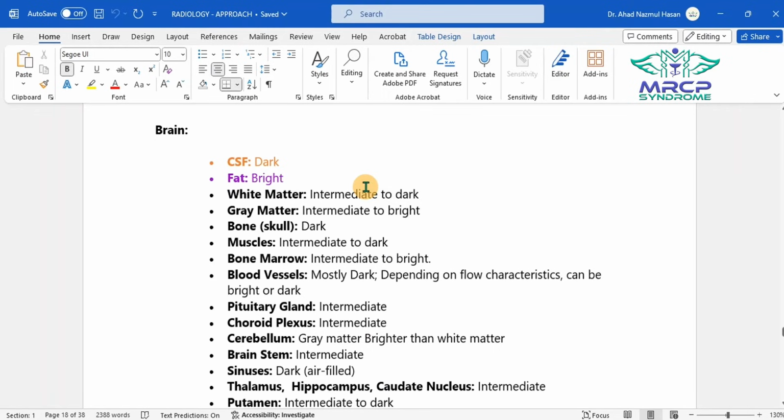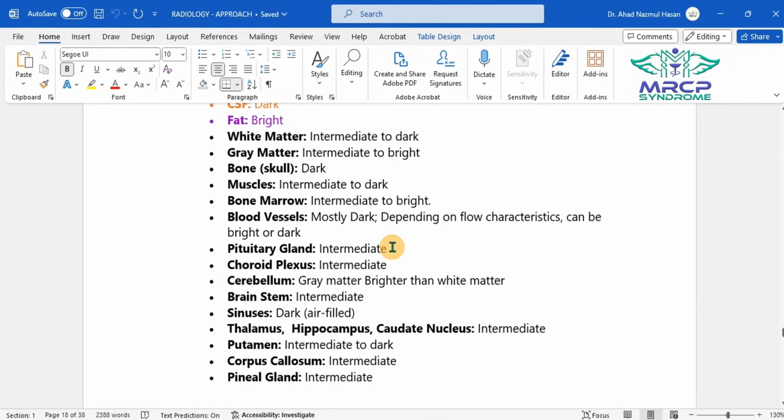And the CSF would be bright in which condition? T2. Yes, it should be bright in case of T2. And with respect to the fat, which sequence should it be bright in, and in which should it be dark? In T1, T2, as well as in FLAIR, in all three conditions, the fat would be bright.